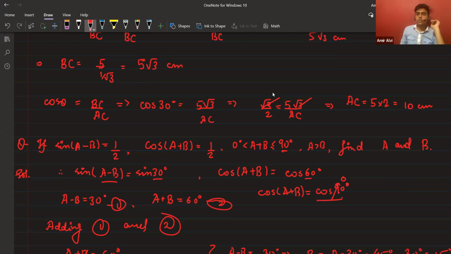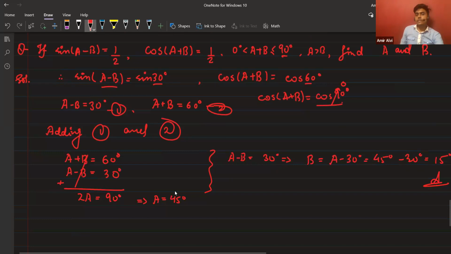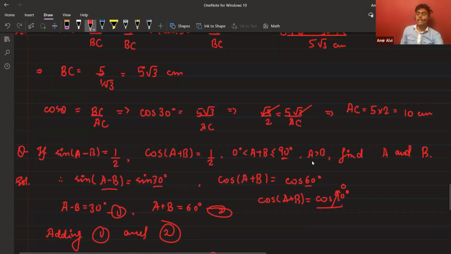No, sir. The question already said that angle A is greater than B. Here A is 45 and B is 15, so yes, angle A is greater than B. That is the proof given. It was saying that if your answer is A less than B, it means you have done something wrong while solving. But if your answer is A greater than B, then your answer is correct. Okay, sir. Now it's clear.